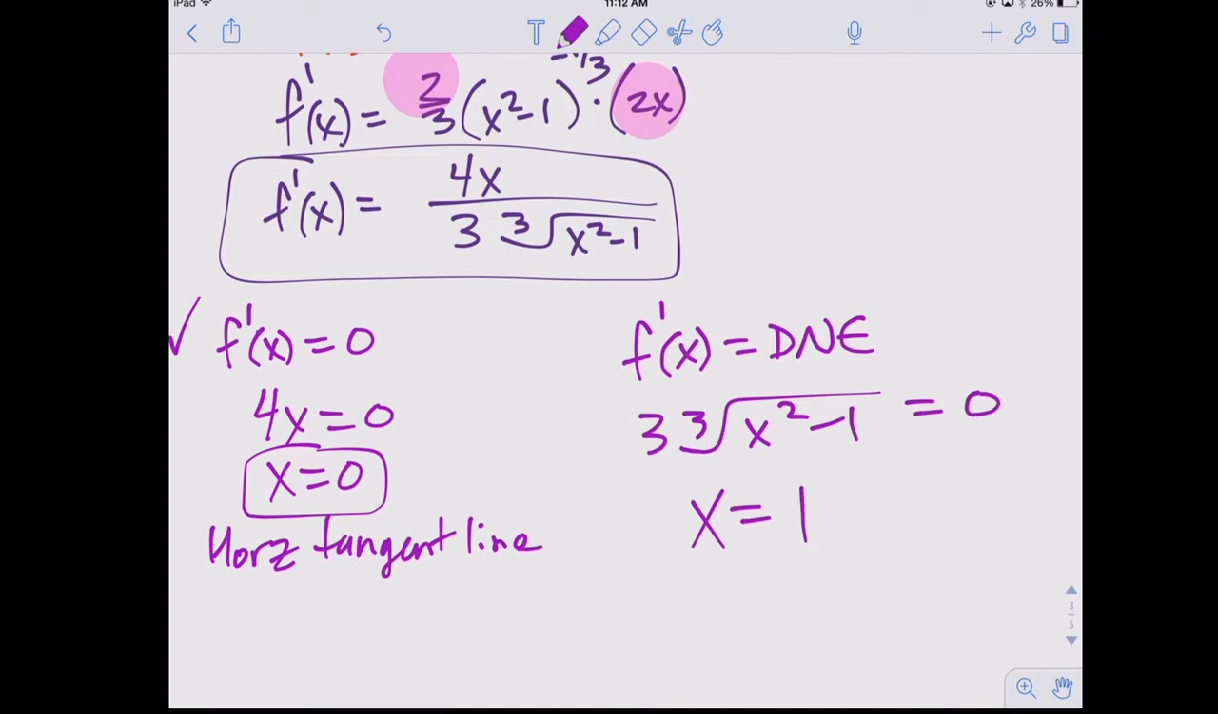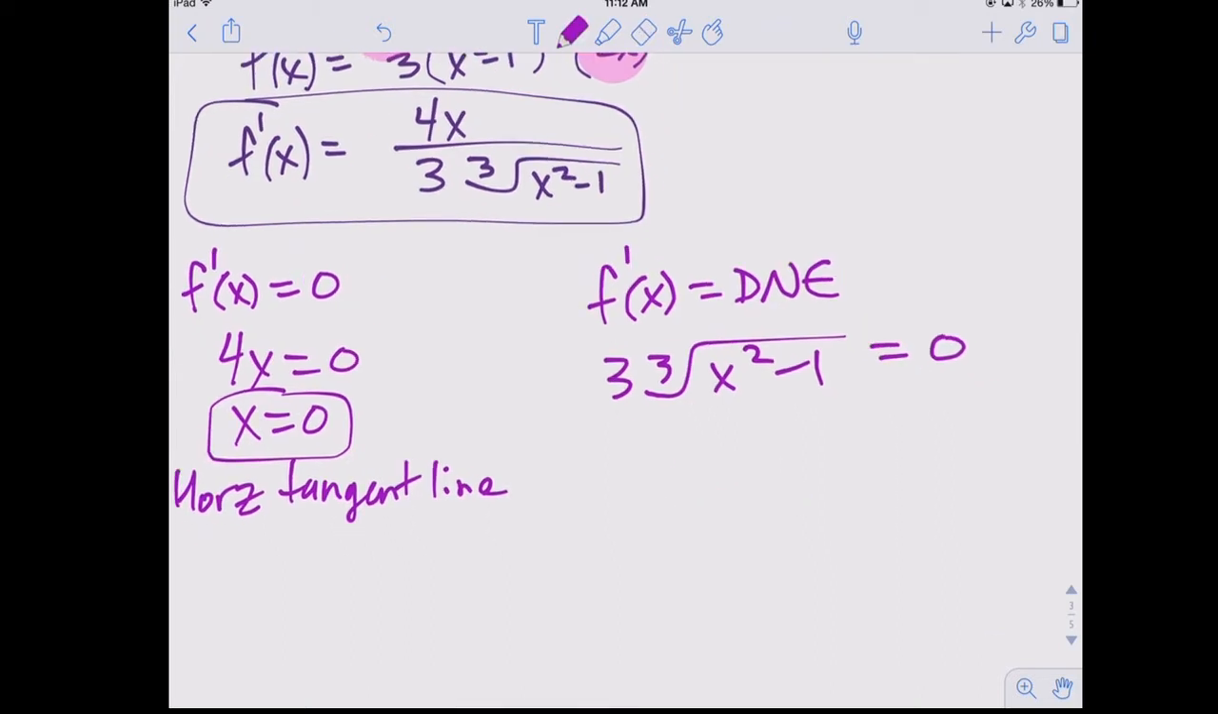Just one? There's also a negative 1, yeah. So if you think that you're going to miss that, just do the algebra. Go ahead and divide by 3 and cube both sides. Divide by 3, you get 0. Cube both sides, you get 0 cubed is 0. You get x squared minus 1 equals 0.